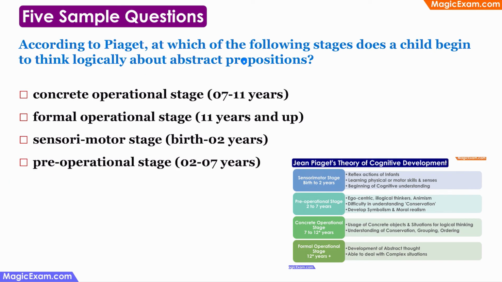According to Piaget, at which of the following stages does a child begin to think logically about abstract propositions? That is, at what age does the child develop the ability to solve abstract problems? Now, if you remember Piaget's theory of cognitive development and the 4 stages, we see that in the 4th stage, that is the formal operational stage, that is when the child develops the ability to engage in abstract thought. And we are talking about abstract propositions here. Therefore, the correct answer is the formal operational stage, which is 11 years and above.